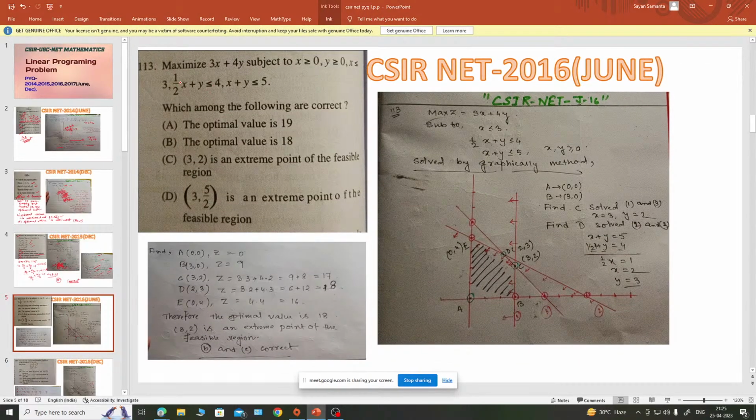So the question says: maximize z equals 3x plus 4y, subject to the condition x greater than or equal to 0.